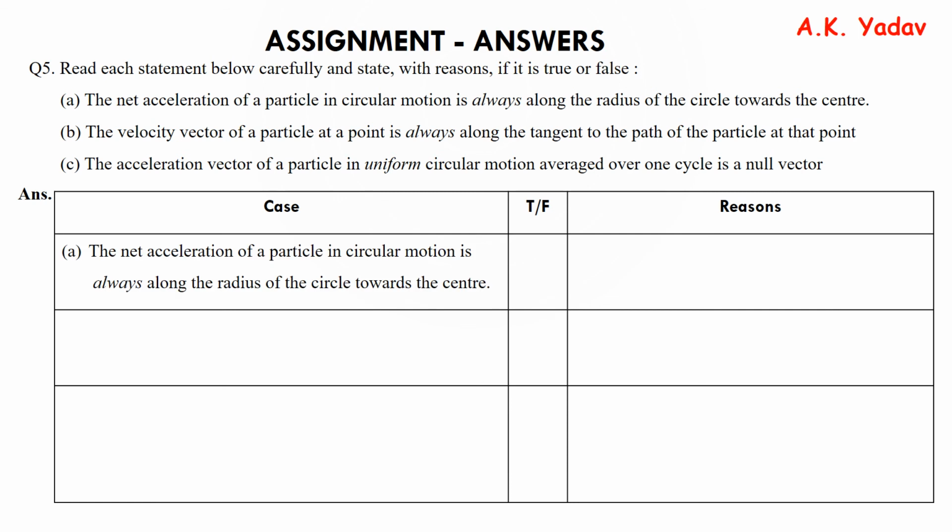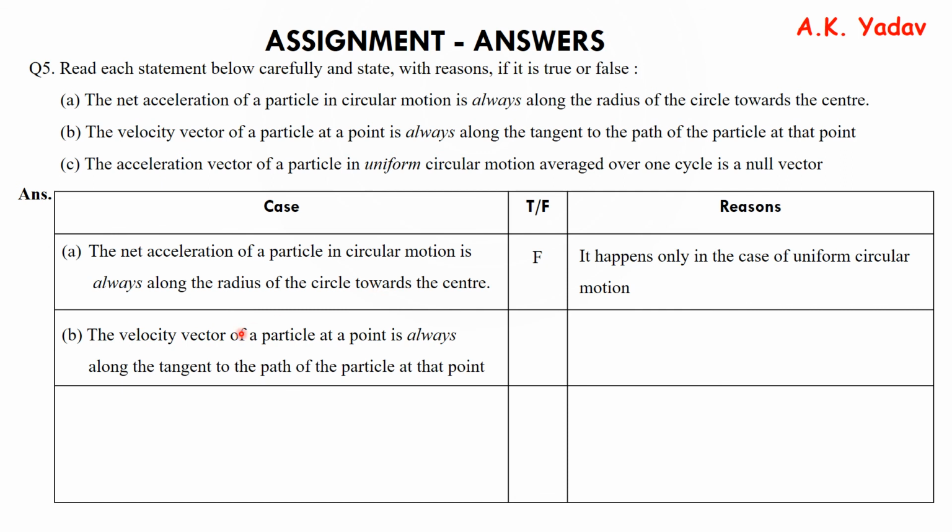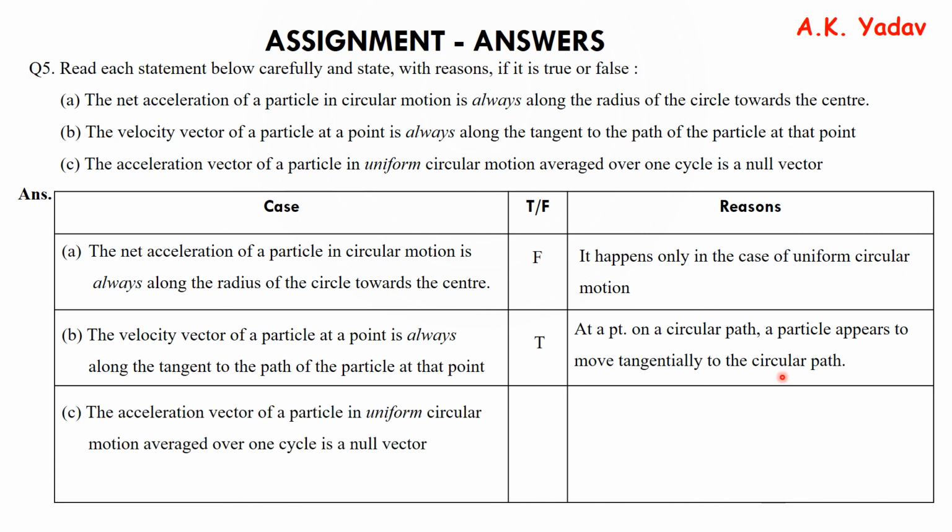Question number 5, read the statement and state whether it is true or false. The first case: the net acceleration of a particle in circular motion is always along the radius towards the center. This is false because it happens only in case of uniform circular motion, not in every circular motion. The velocity vector of a particle at a point is always along the tangent to the path of the particle at that point. This is true because at a point on a circular path, the particle appears to move tangentially to the circular path. We use this concept in derivations.